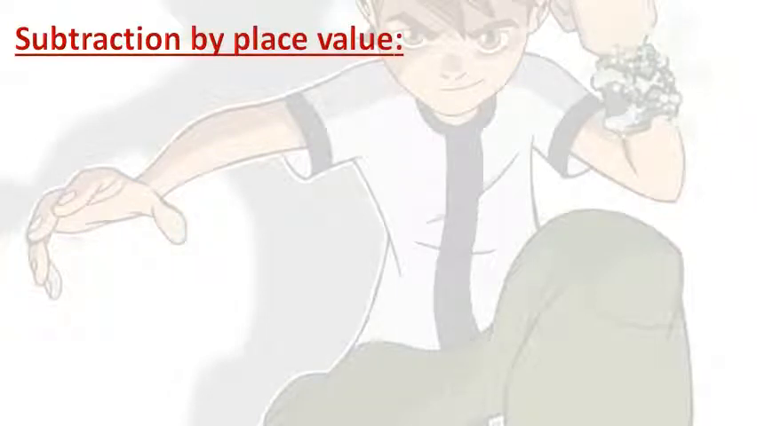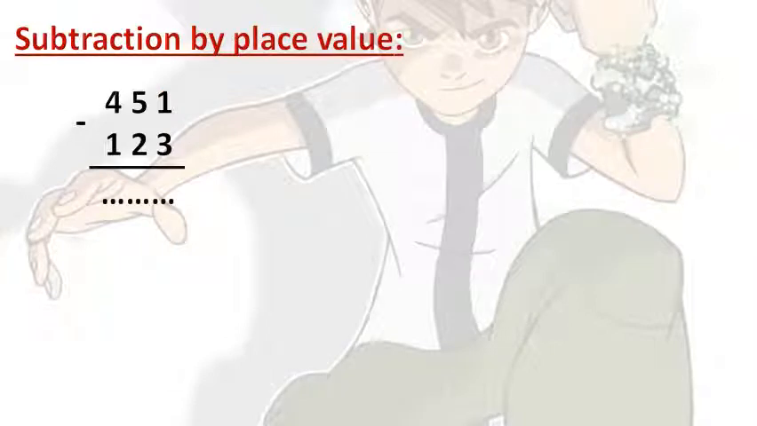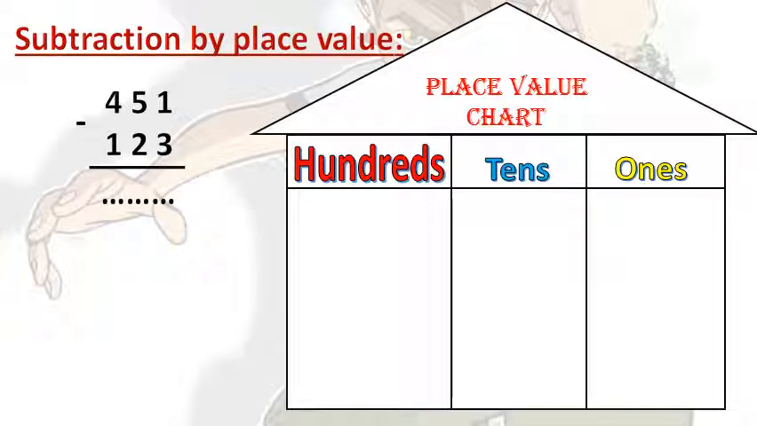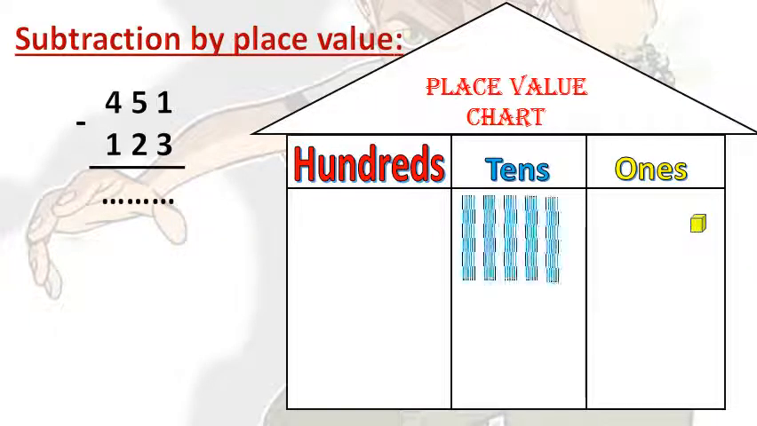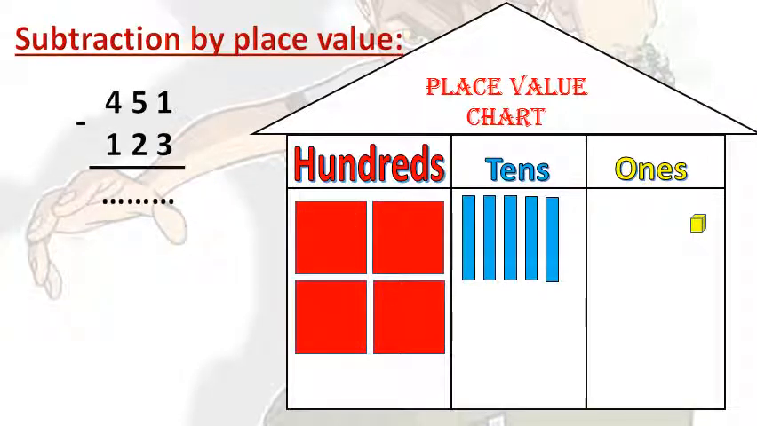Subtraction by using the place value. The same. 451 minus 123. 451 minus 123. So start using my place value chart. Yes, put 1 in the ones, 5 in the tens, and 4 in the hundreds. Then I'm going to put the next number, or the second number.